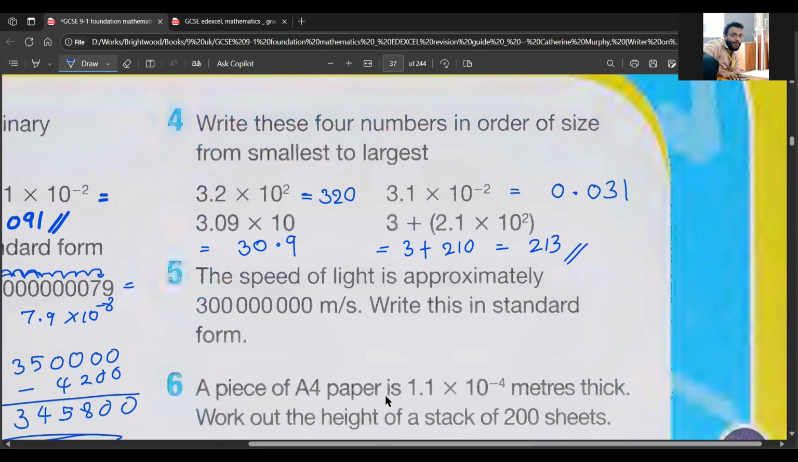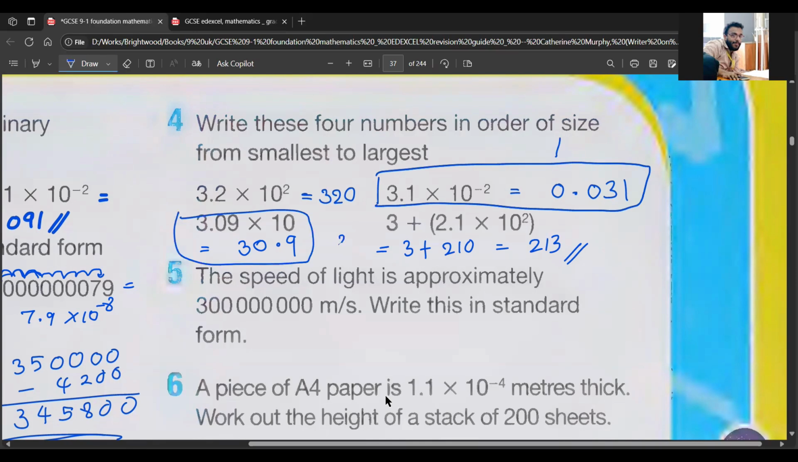So they are asking what is the order from smallest to largest. So the smallest value should be this one, the first one. Second smallest is this one. Here the third one. And the largest value should be this one.